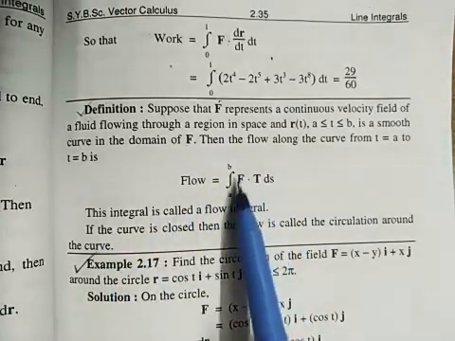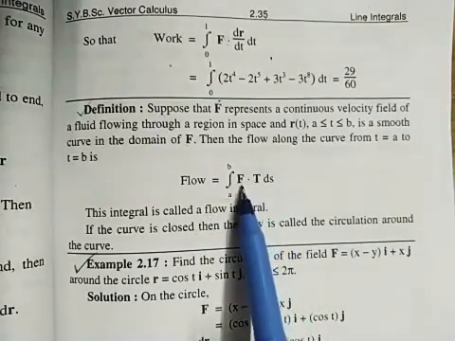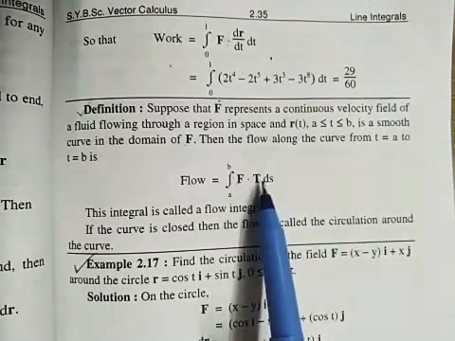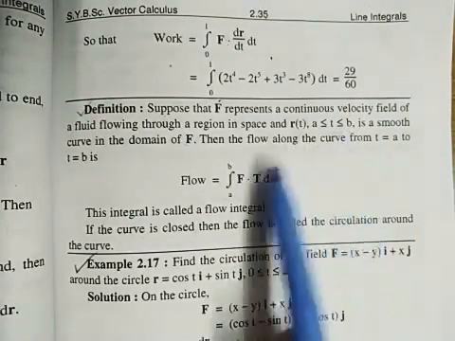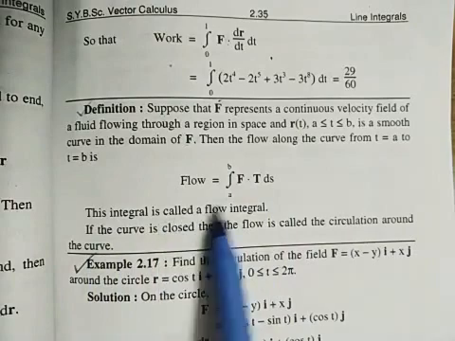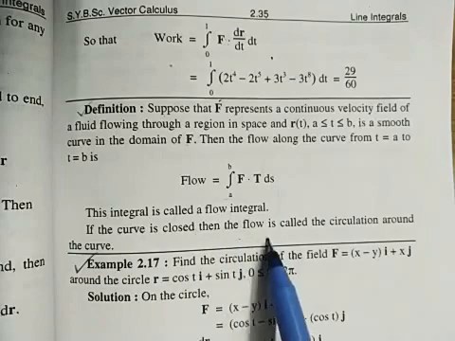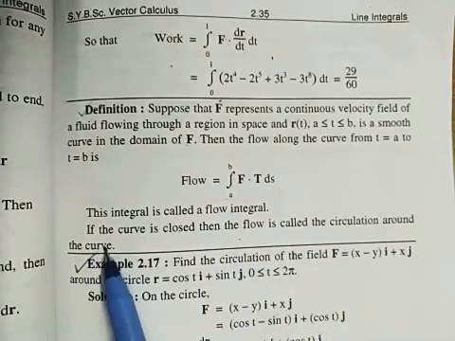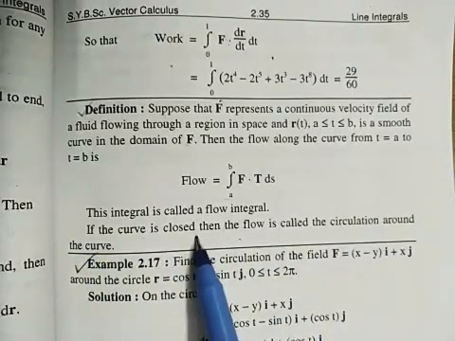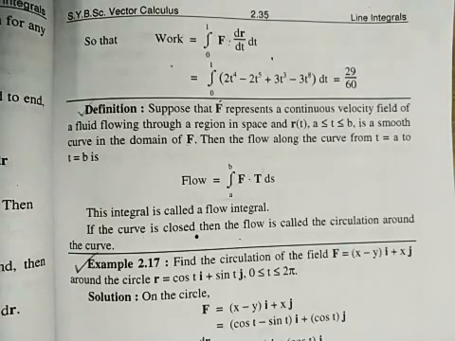Okay, so this integral, the integral of F dot T ds. Capital F is a continuous velocity field, and capital T is the unit tangent vector. Then what does this product give? This integral will give the flow integral. If the curve is closed, then the flow is called the circulation around the curve. Whatever curve is given, if it is closed, then we call the flow the circulation around the curve. Now let us solve an example.